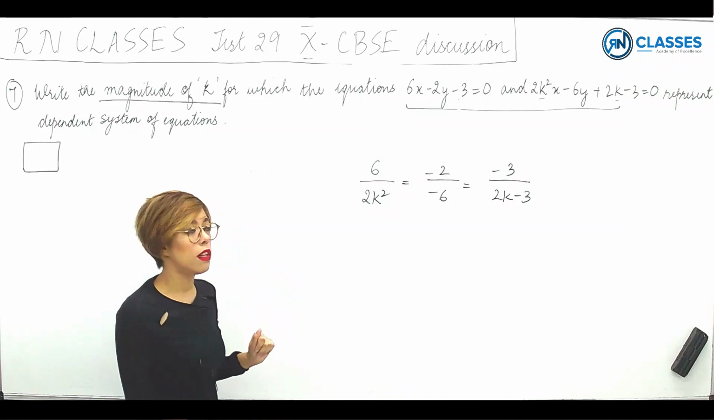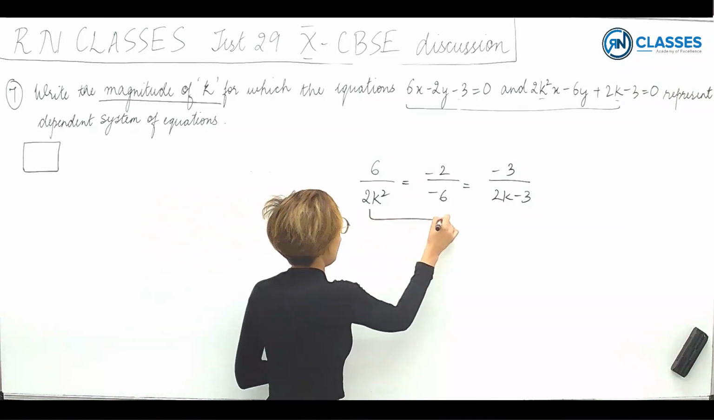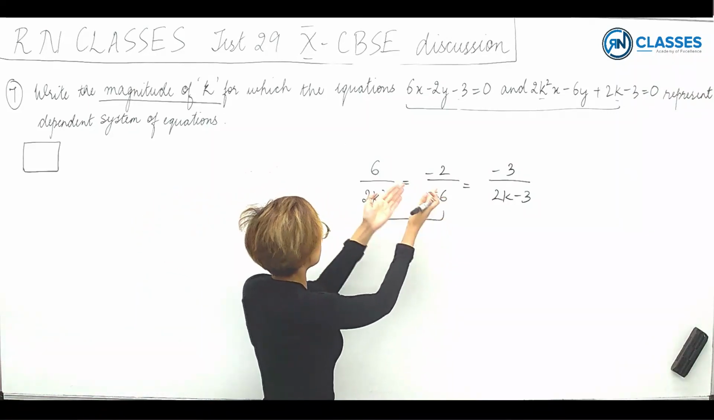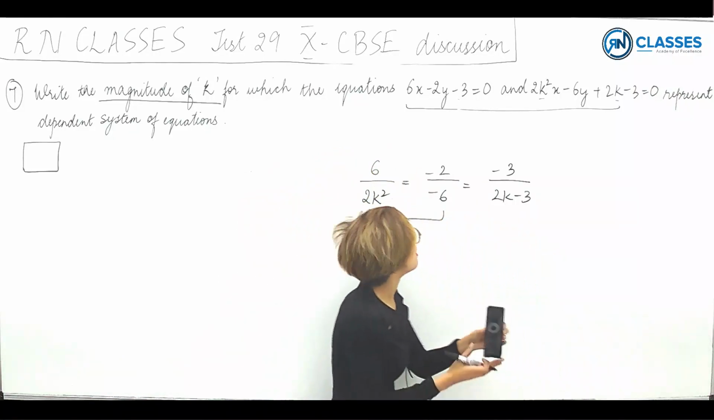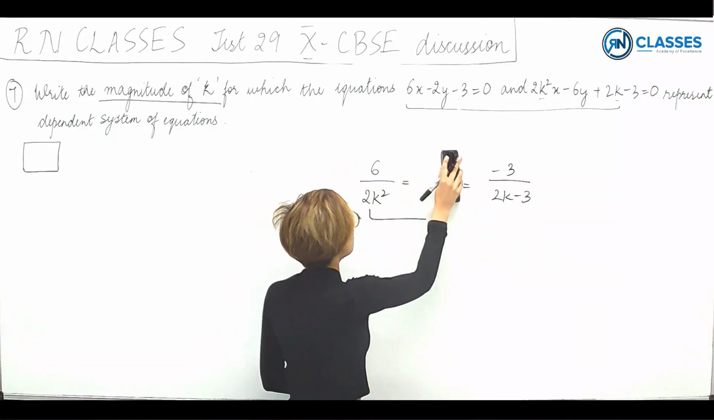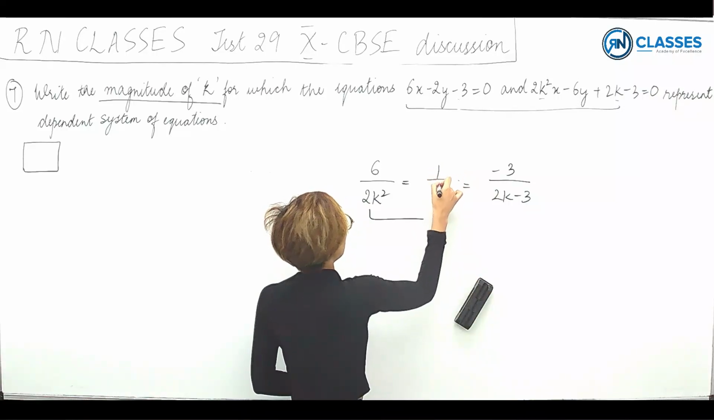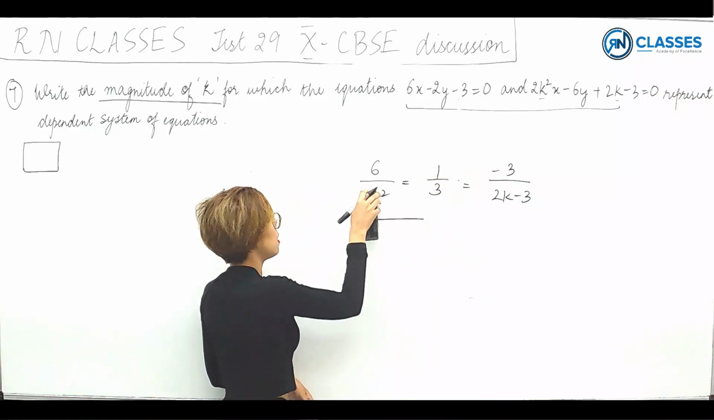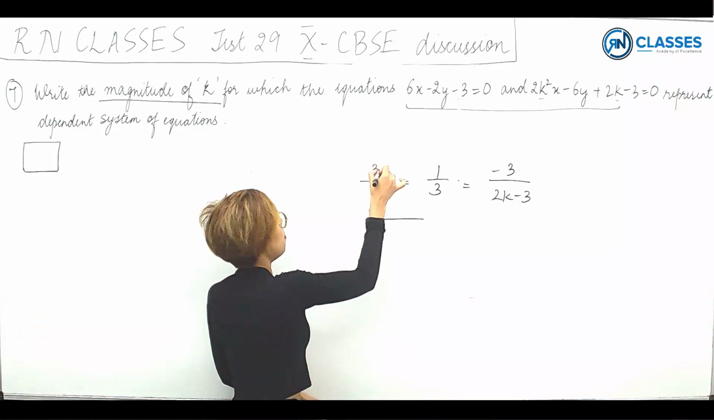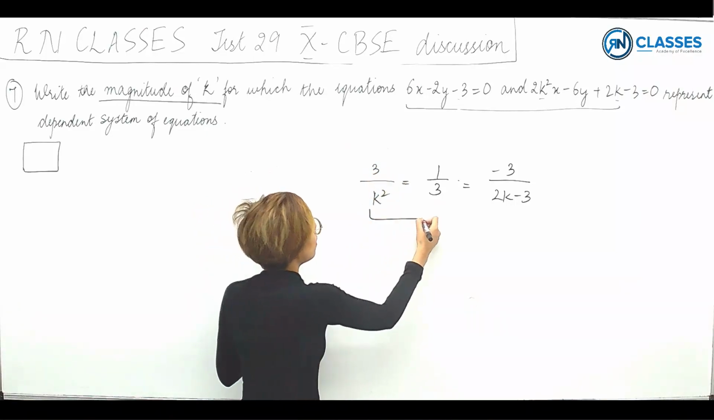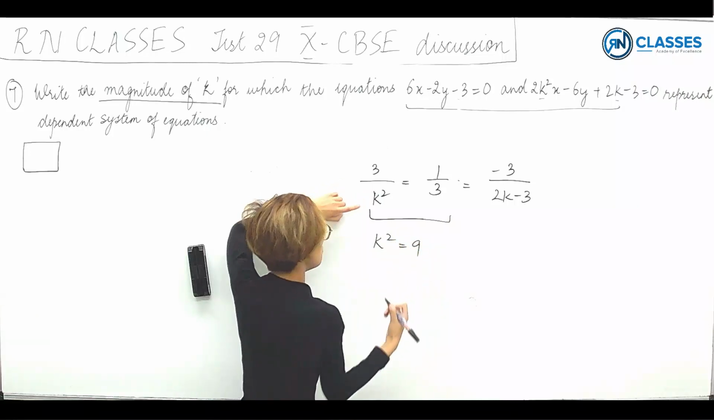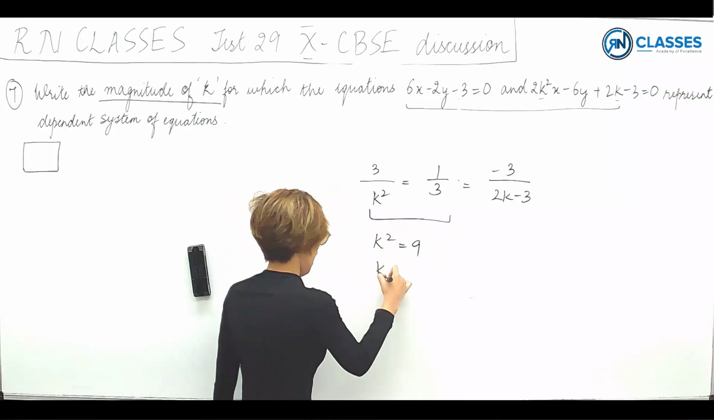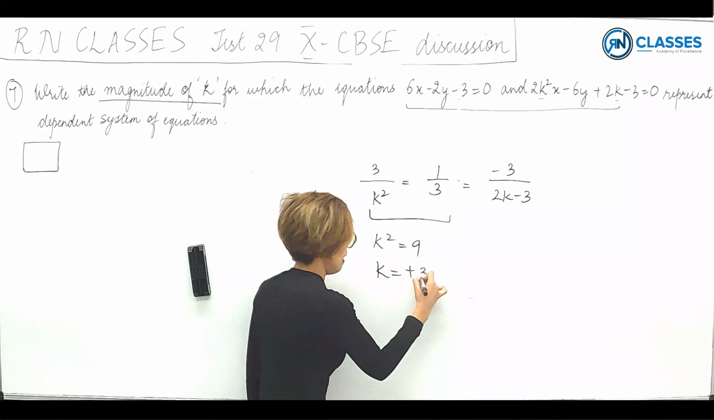Right? Now let's find the value of k. First of all, I'll equate these two. So cross multiply. Minus 2 by minus 6, write 1 by 3. Similarly, here 2 and 6, here 3. I'll make my life easier. Let's cross multiply. So k square turns out to be 9. So k will either be plus 3 or minus 3.